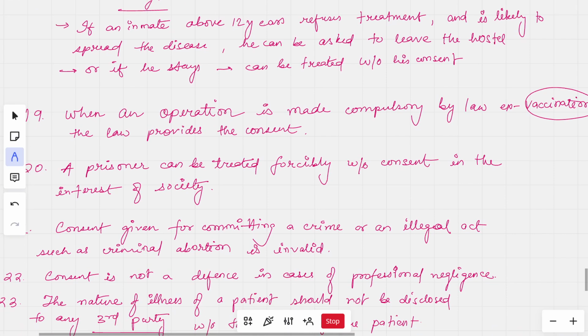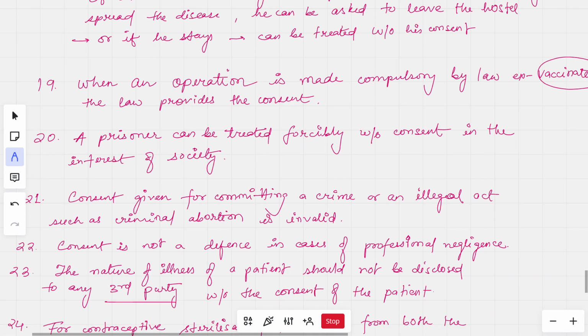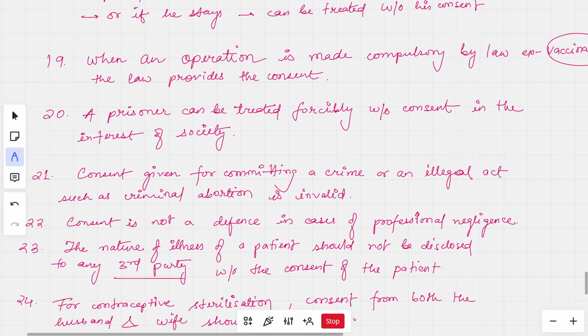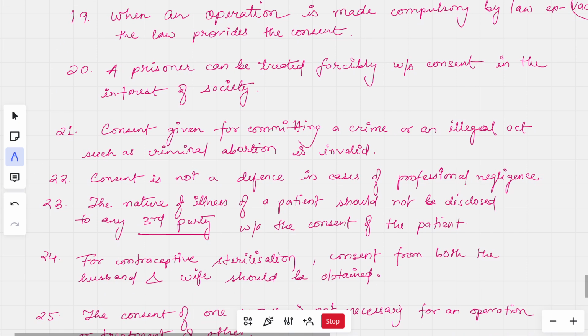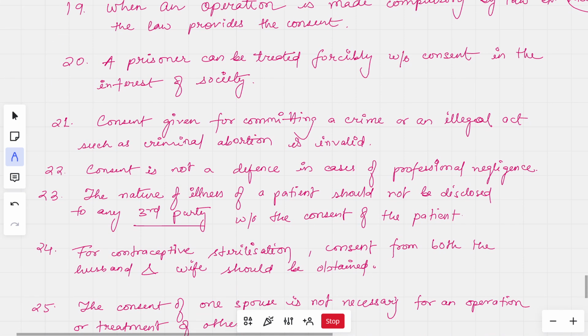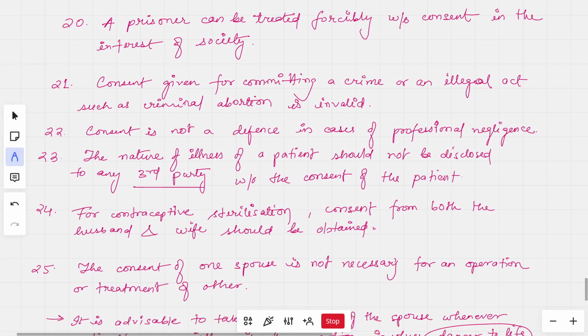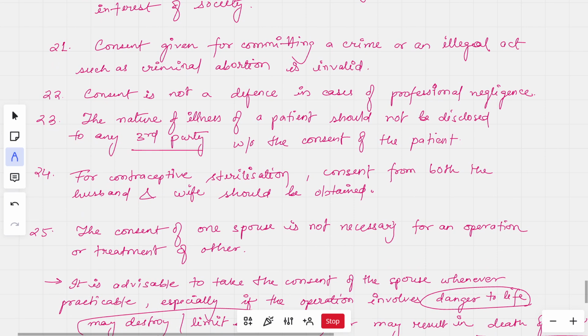For example, vaccination. Point number 20, it says a prisoner can be treated forcibly without the consent in the interest of the society. Point 21 says consent given for committing a crime or an illegal act such as criminal abortion is invalid. Okay, 22, it says consent is not a defense in cases of professional negligence. Number 22 point can be cleared when we deal with negligence.